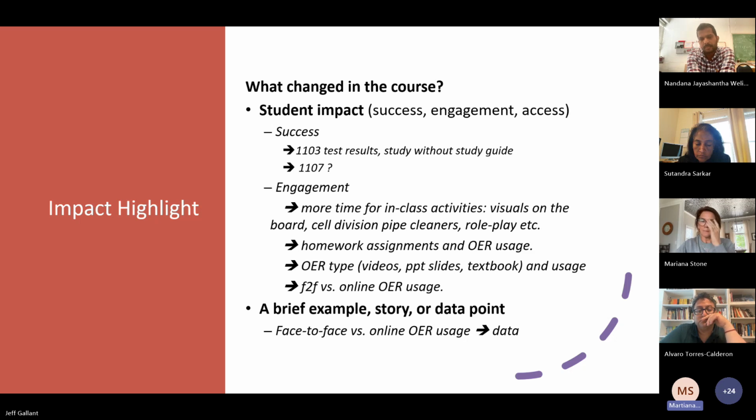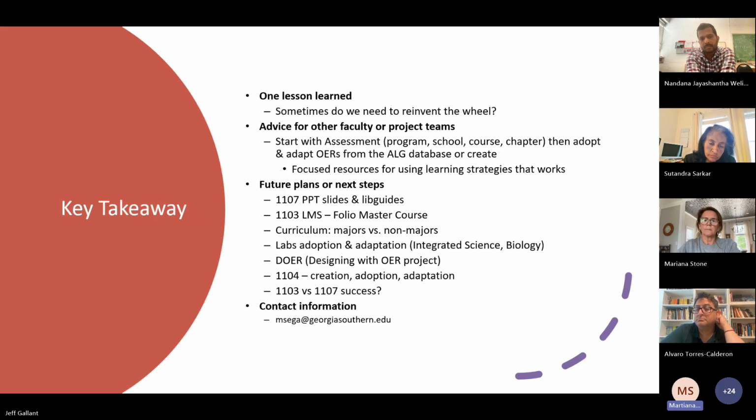We are also looking at OER types in the future and how they are being used. I already discussed face-to-face and online OER usage. So can we go to the next slide? I think that will be the last one.